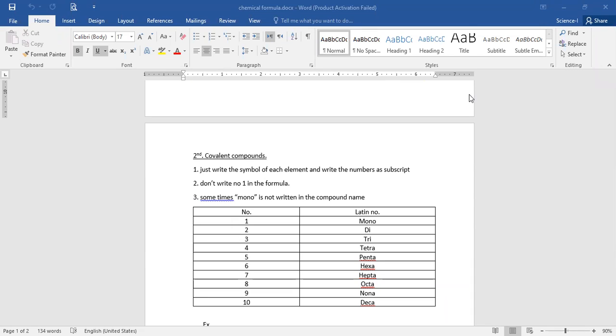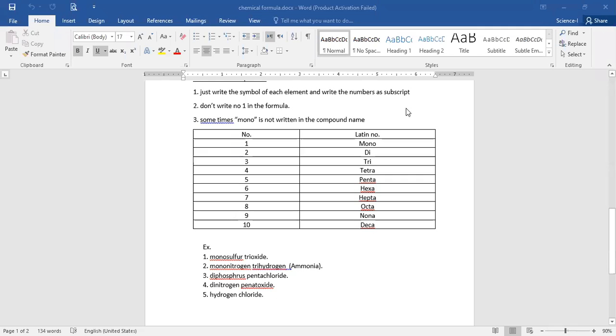To be able to write the formula of a covalent compound, we need to memorize the numbers in Latin. So 1 means mono, 2 di, 3 tri, 4 tetra. You could try to predict, like triangle, or pentagon. Do you remember these? So 4 tetra, 5 penta, 6 hexa, 7 hepta, 8 octa, 9 nona, and 10 deca. Like this, guys, we just need to know the numbers, and we are going to make a light kind of translation, no more than this.